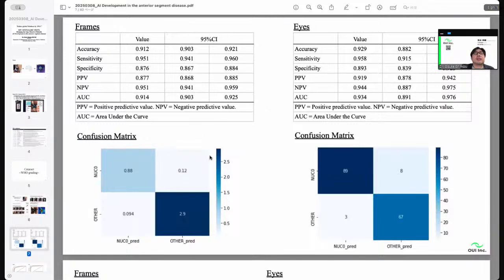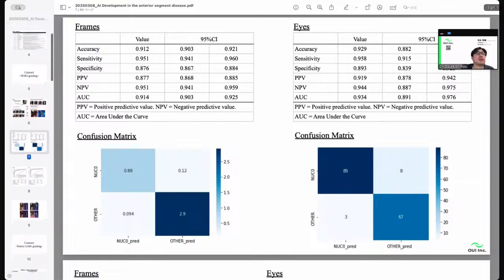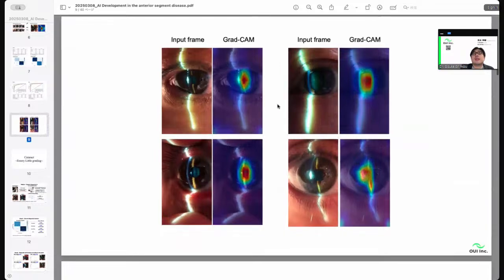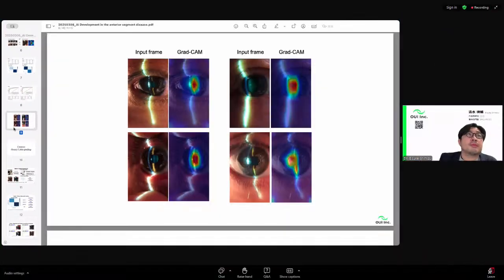So this is a little bit bulky slides, but as you can see, the sensitivity and specificity are quite high. Because of the high sensitivity, it is great to use in screening. And for the grade diagnosis itself, it has quite a high AUC, the area under the curve. And you can see with the Grad-CAM that the AI is observing where we want it to, no matter whether it's an undilated pupil or a dilated pupil.